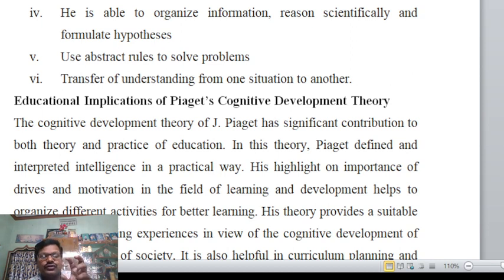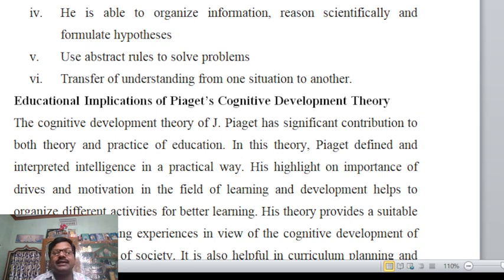And at this stage, what happens? Use abstract rules to solve problems. So in the previous stage it was logical thinking on concrete things, but now, abstract things. He can understand your gesture. He can critically analyze your words, what you want to say, what your intention exactly is. During this stage he can understand that. So use abstract rules to solve problems.